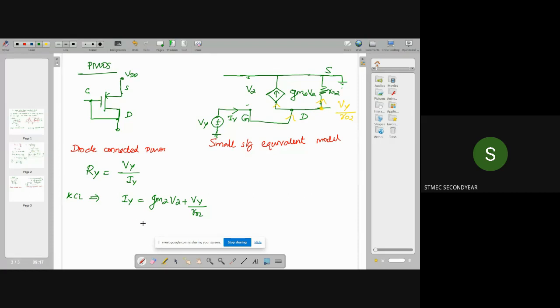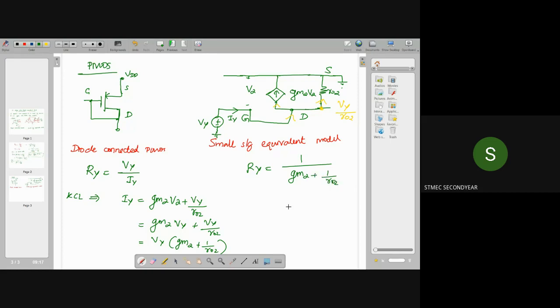So that I can write it as gm2 into Vy plus Vy into ro2. Okay. From this, we can take Vy outside. This is gm2 plus 1 by ro2. Okay. Or I can write my Ry is equal to Vy divided by Iy, that is equal to 1 by gm2 plus 1 by ro2.